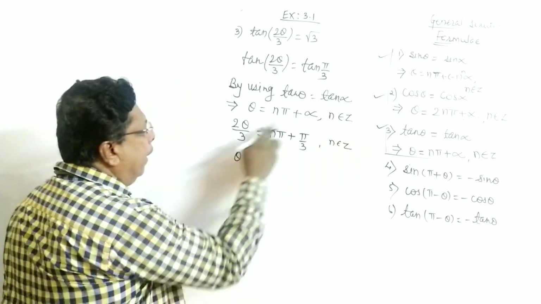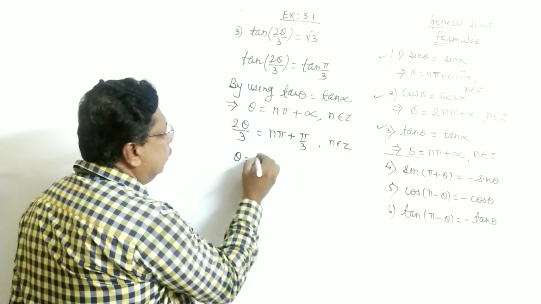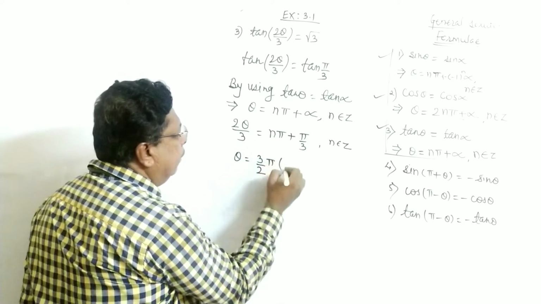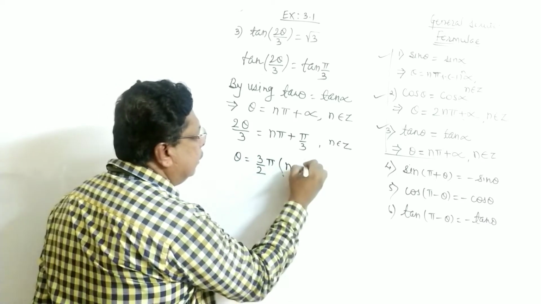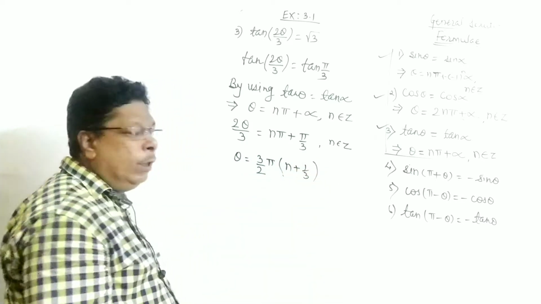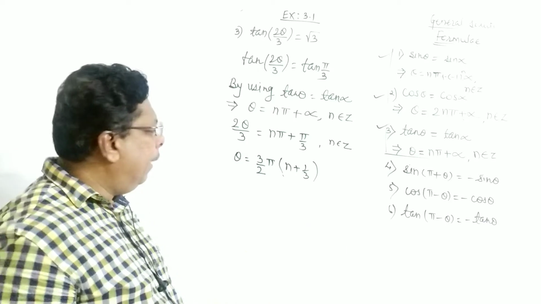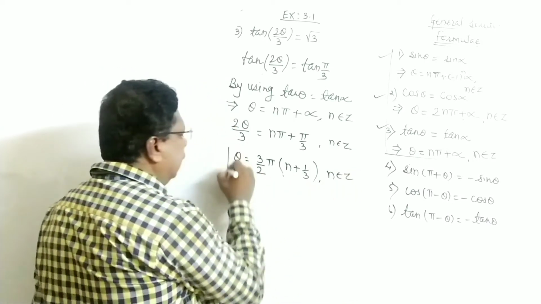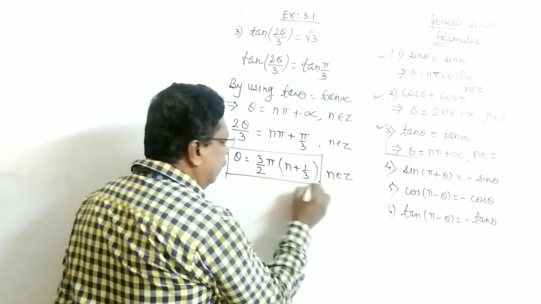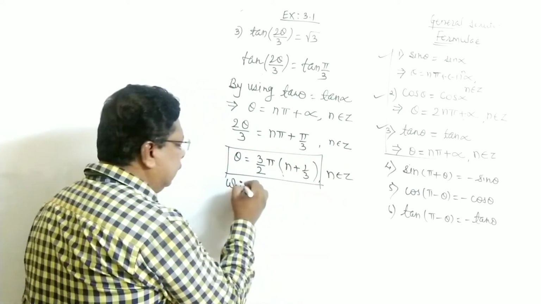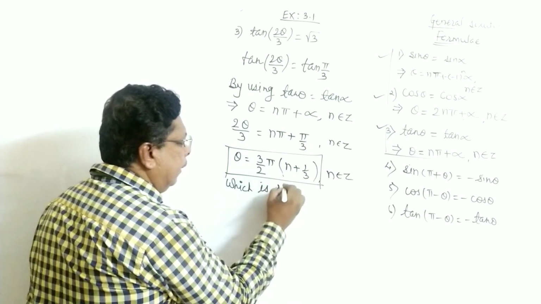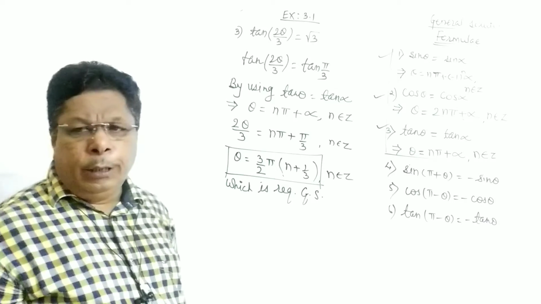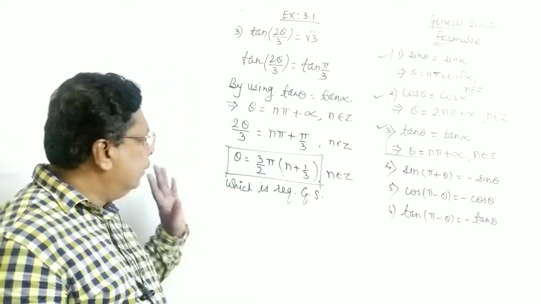Now take pi common and multiply by 3 by 2. So this 3 upon 2. Take pi common in bracket, n plus 1 by 2. You can multiply by 3 by 2 and simplify it, otherwise keep as it is. Which is the required general solution of the given trigonometric equation.